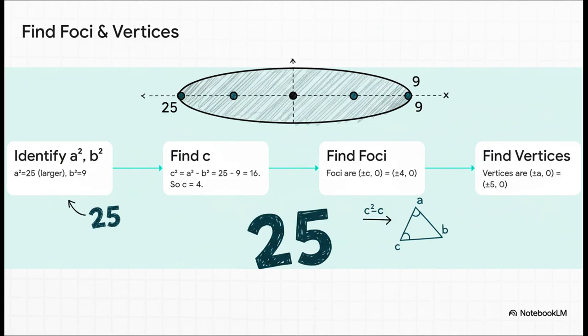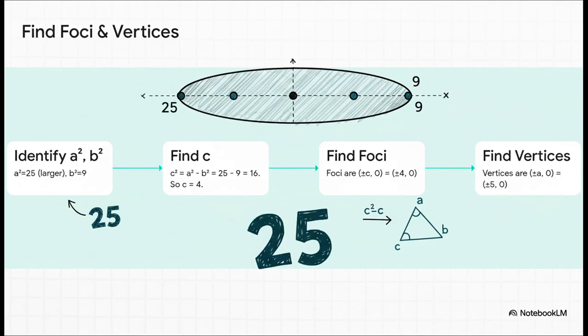Okay, time to practice. For x squared over 25 plus y squared over 9 equals 1, how do we know if it's stretched along the x-axis or y-axis? Here's a trick. Just look for the bigger number at the bottom. Here, 25 is bigger than 9, and it's under the x squared. So the main axis is the x-axis. That means a squared is 25, so a is 5, and b squared is 9, so b is 3.